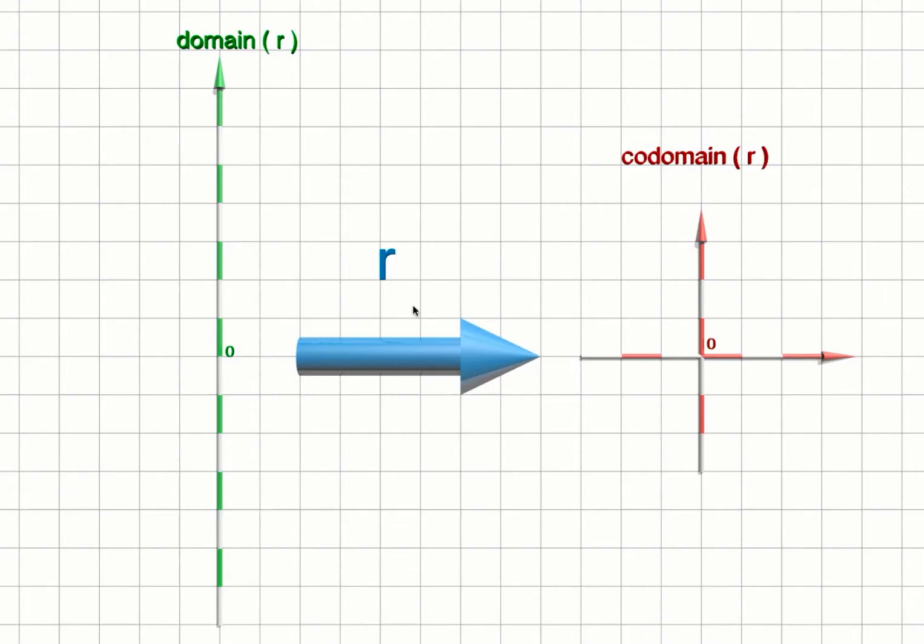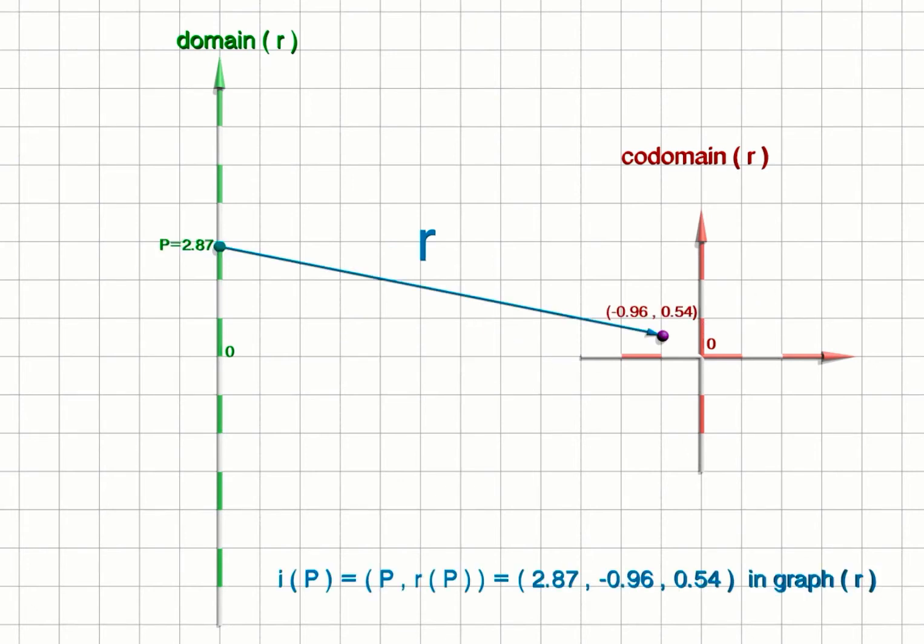Here is the situation graphically. We have the domain here on the left, which is represented by this green line, and we have the codomain of r on the right. As we just said, the codomain is R squared. Therefore, we represent R squared as a Cartesian plane with two orthogonal axes, which will help us to display two-dimensional vectors.